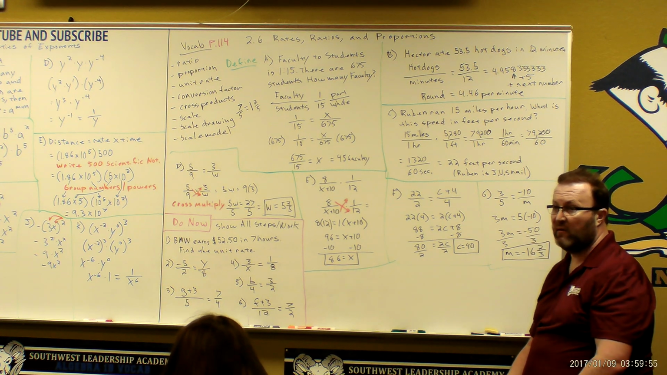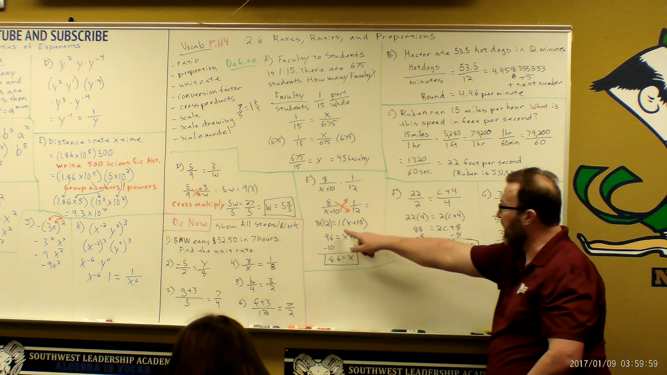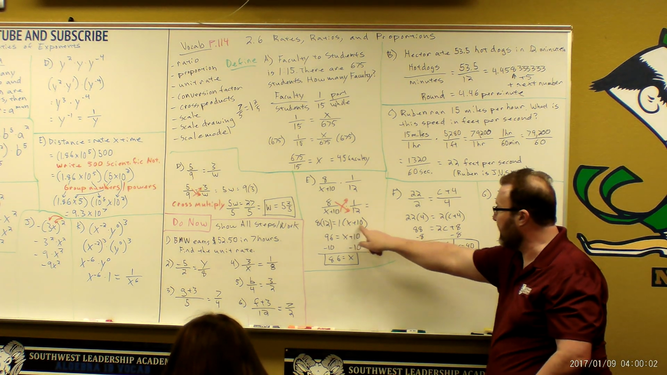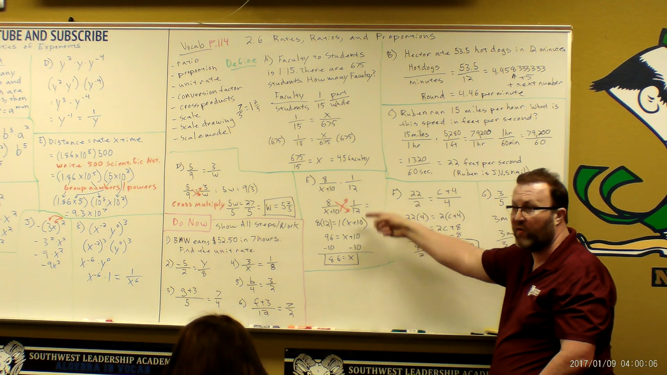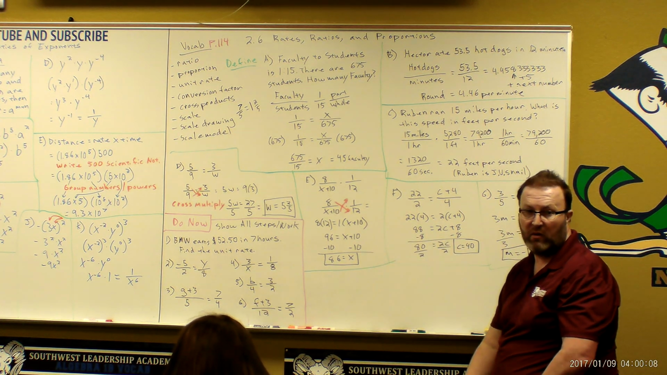Cross multiplying, that's it. That's all that's new, okay? Once you cross multiply, you guys know how to do this. If you've got something in here, you've got the distributive property, and then you're trying to get the variable by itself. Solve all the same rules that you know, okay?